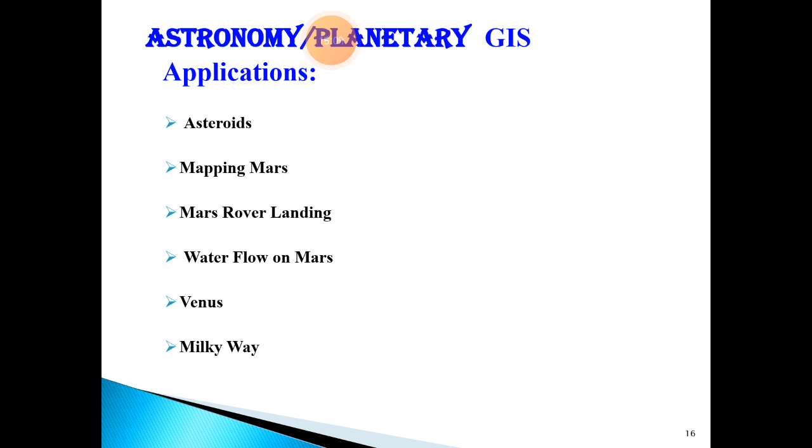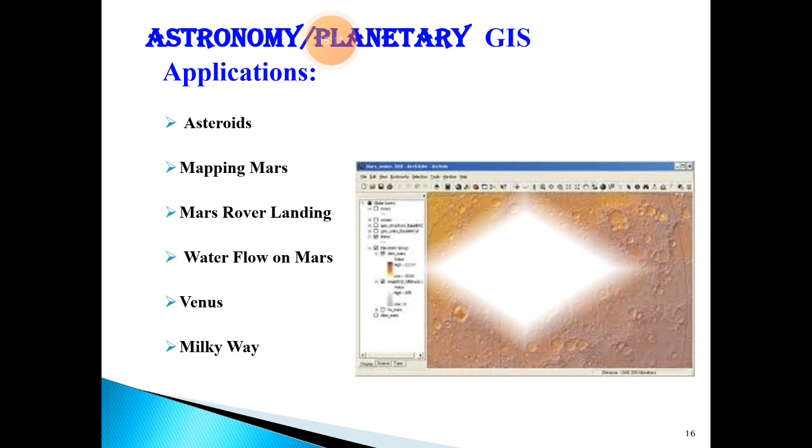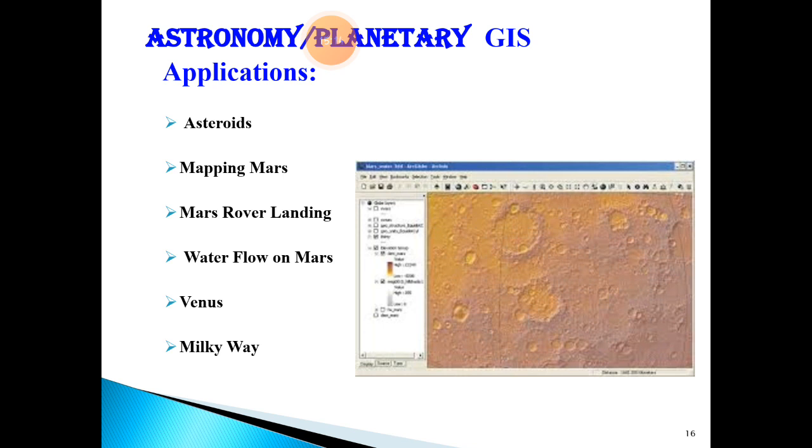GIS also finds its application in the field of astronomy or planetary system. GIS of this kind gives the details of asteroids, details of the other planets like Mars, helps in mapping of Mars, water flow on Mars, then landing of Mars rover operations, then details of the planet Venus, mapping of Venus, then geological study of it, surveying of the inner part of the Milky Way galaxy, etc.